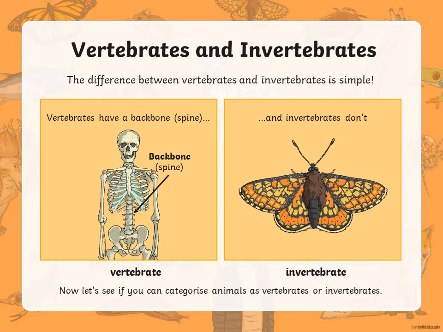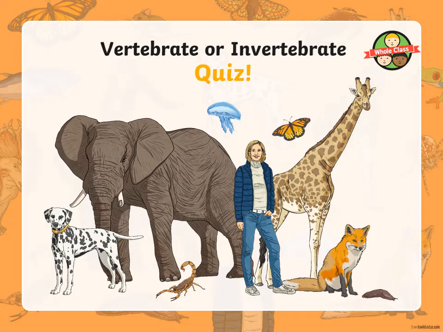Now we're going to see if you can categorise some animals as vertebrates or invertebrates. You're going to look at some pictures and think about those animals. Think about, do they have a bone? Do they have a skeleton and a backbone, just like human beings, or do they not? Inside this moth, there are no bones. It's got its wings and its body, but no bones. So let's try a quiz. If you're not sure, you can guess.